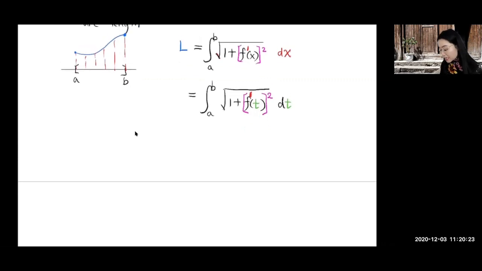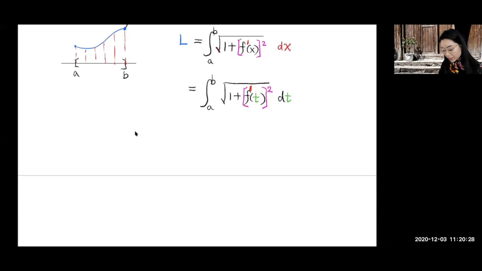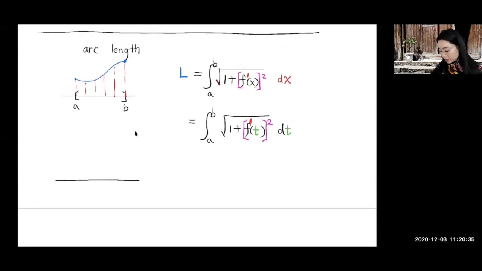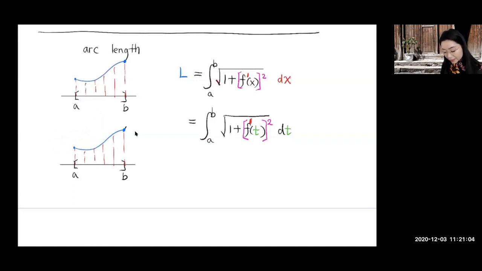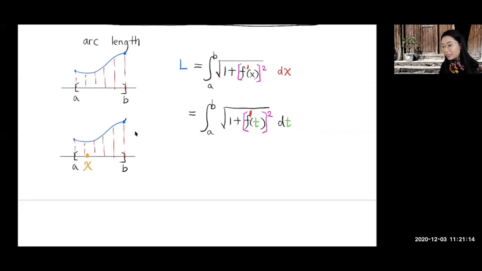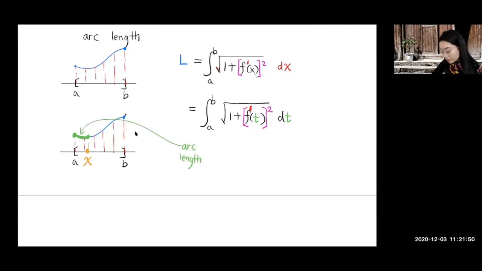Now I'm going to reserve this x here for something else. I'm going to copy this. What happened over here is I'm going to reserve this x to be the variable representing any number between a and b. I'm trying to find the arc length from the starting point all the way to the point that has the x coordinate corresponding to this x over here. So I'm trying to find this arc length over here. So what will this arc length be equal to?